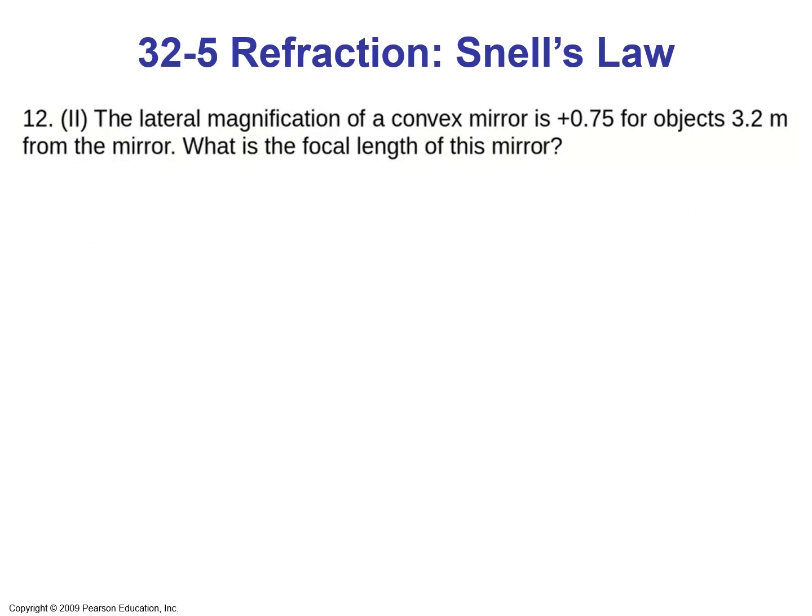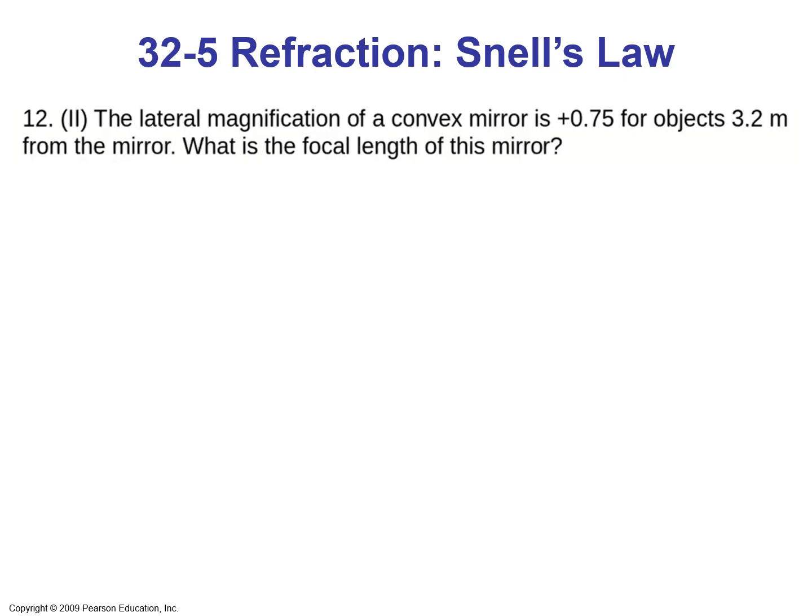As some examples, I'll look at some problems from the book. First, I'll look at problem number 12. The lateral magnification of a convex mirror is plus 0.75 for objects 3.2 meters from the mirror. What is the focal length of this mirror?